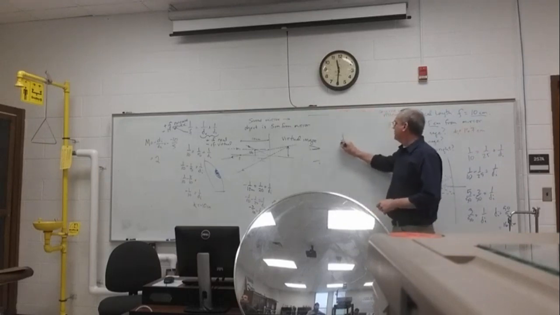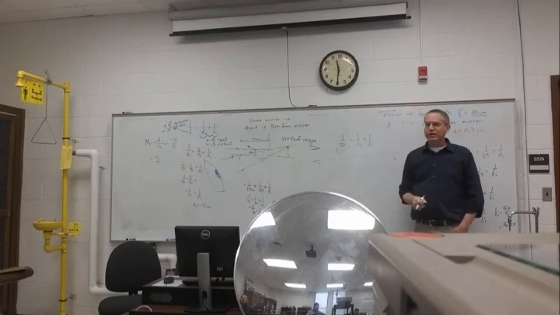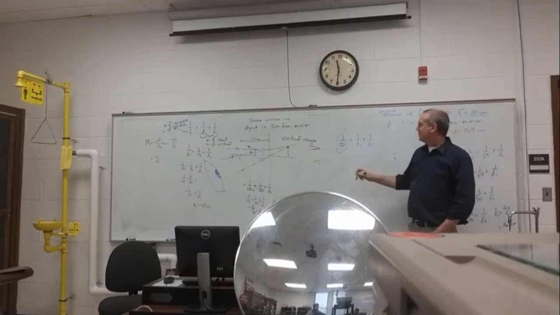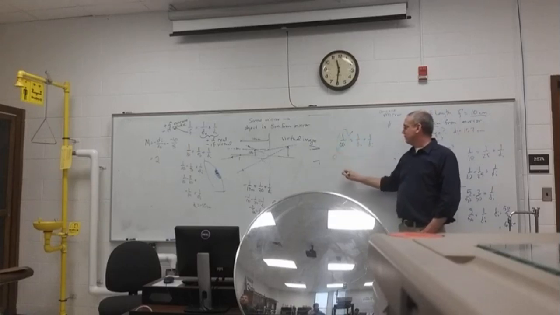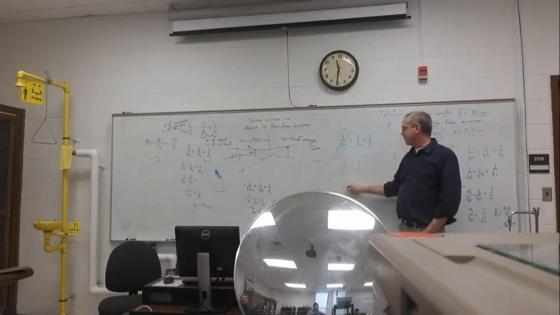So 1 over infinity is 1 over d object plus 1 over di. And what's 1 divided by infinity? What's 1 divided by a really huge number? A really small number. So this is basically 0, and so 1 over do is equal to negative 1 over di. The image is the negative distance of the object.